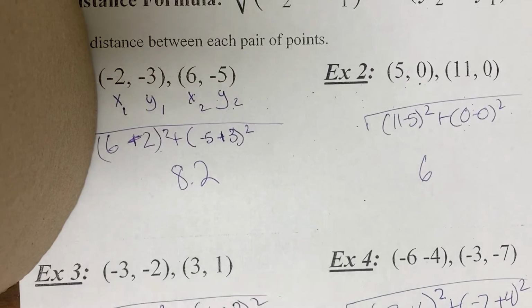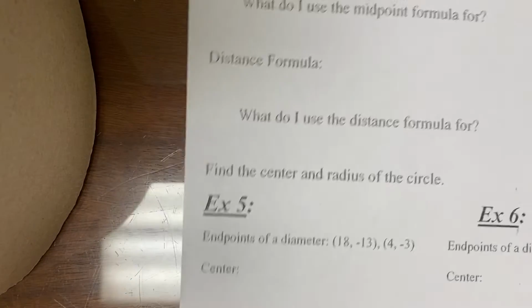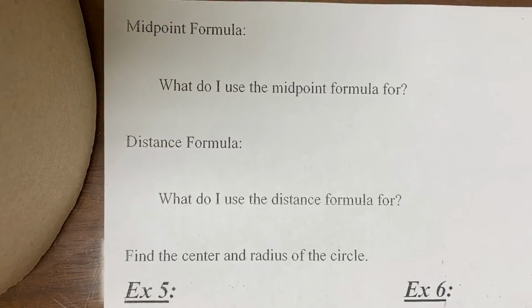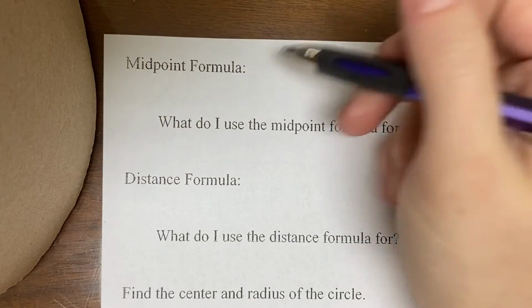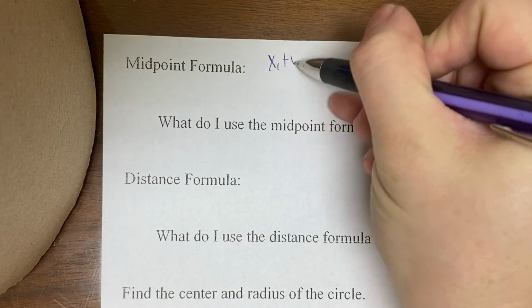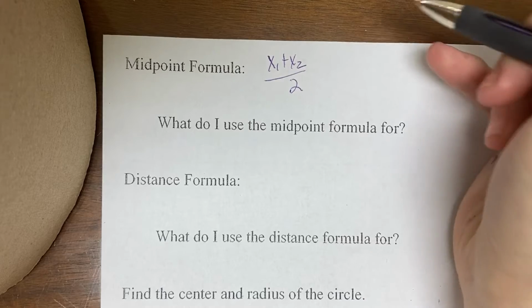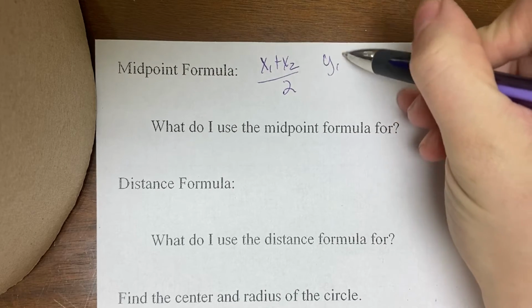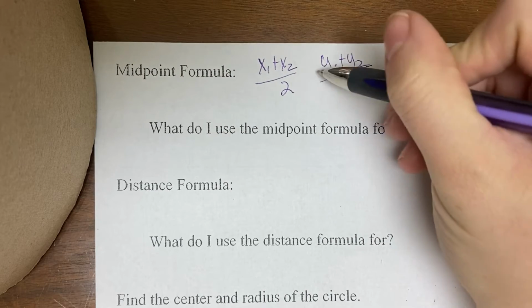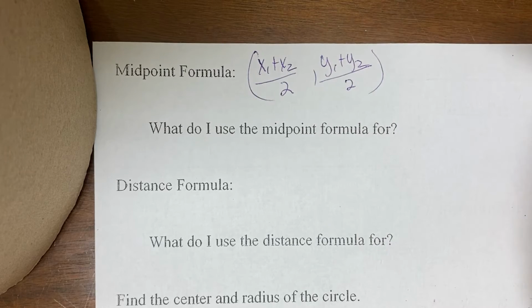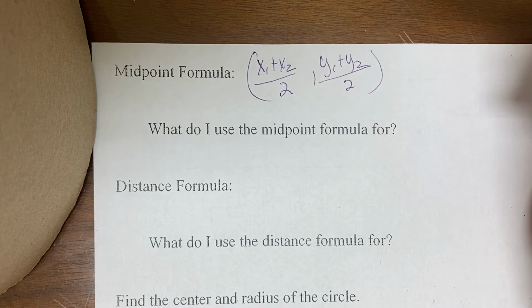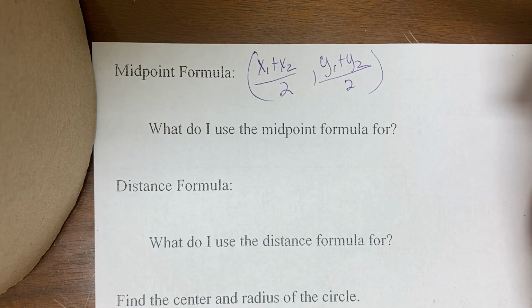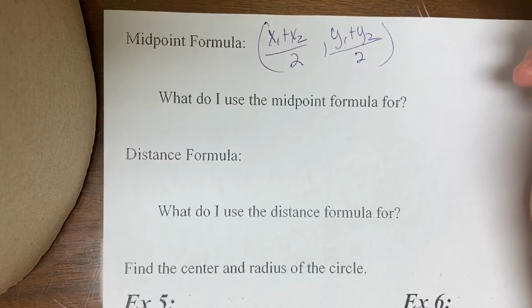You get the gist reviewing on distance formula. Alright, so midpoint formula. To find the midpoint, you do x1 plus x2 divided by 2 to get your x coordinate, and then y1 plus y2 over 2 to get your y coordinate. So your answer is going to be a coordinate pair. You're finding the middle coordinate between two coordinates.